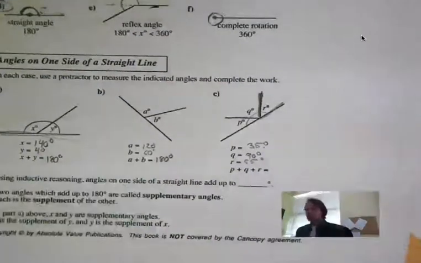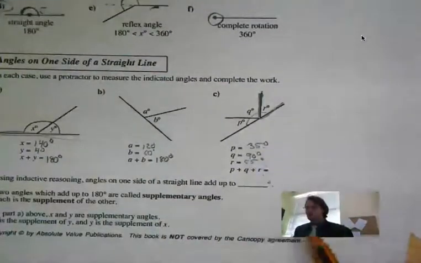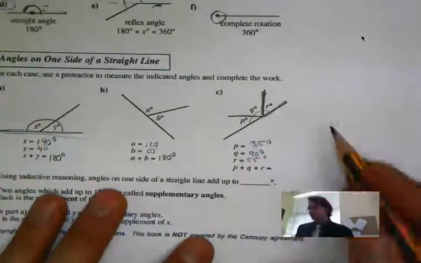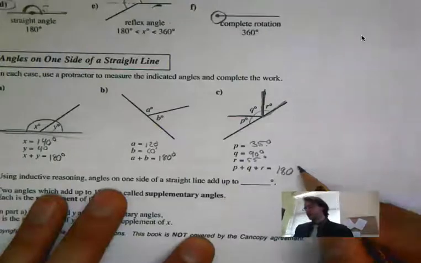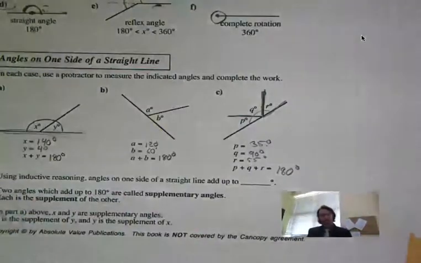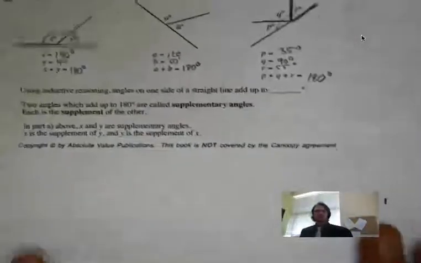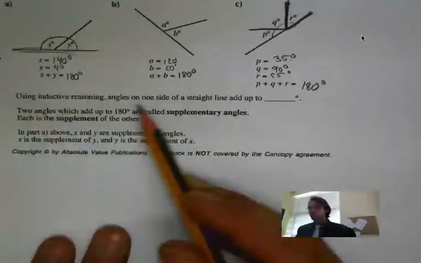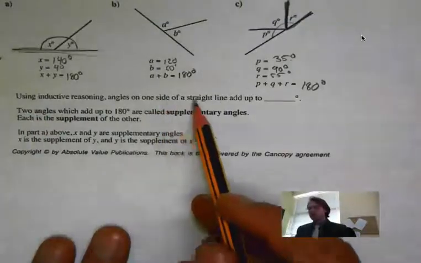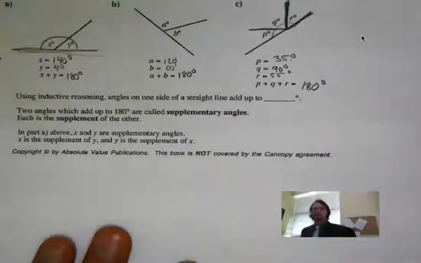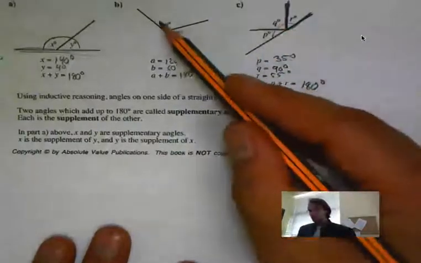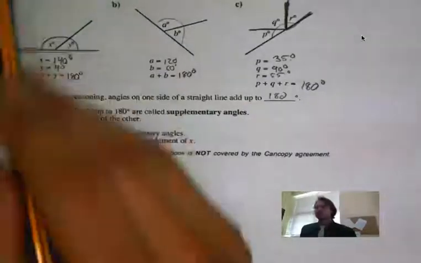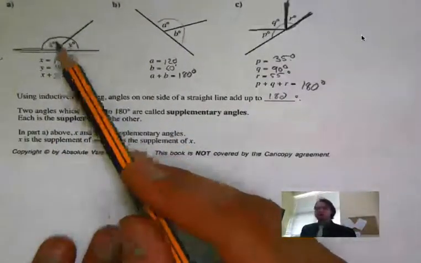So now we add these together, and we are going to get 180, because 35 plus 55 is 90, and 90 plus 90 is 180 degrees. There we go. So now we're going to use our inductive reasoning to come up with a law. All angles on one side of a straight line add up to what? No matter what, they add up to 180. That makes sense, because a straight line is 180, and these angles combined make the straight line.